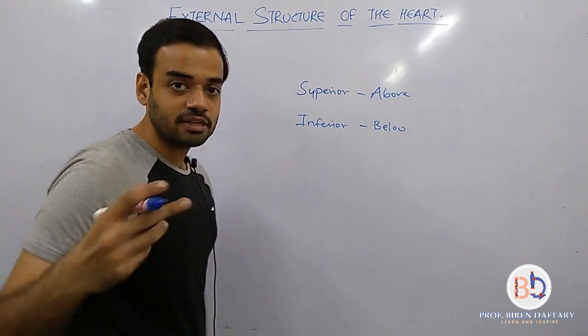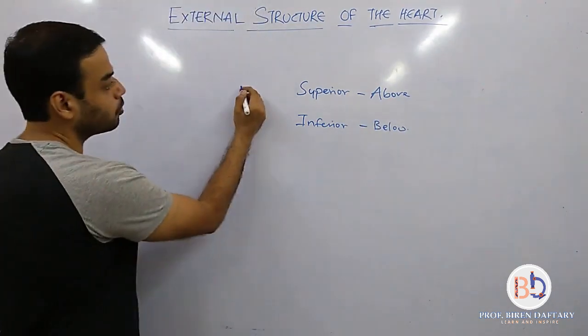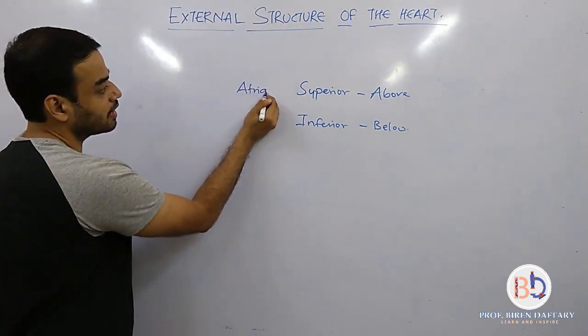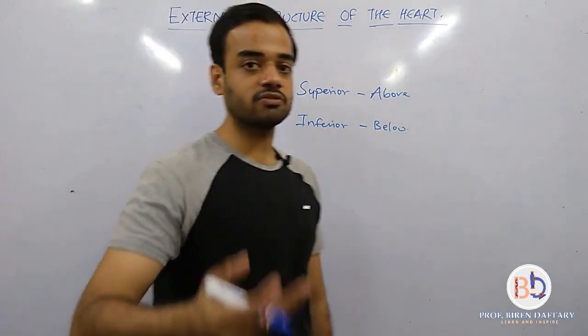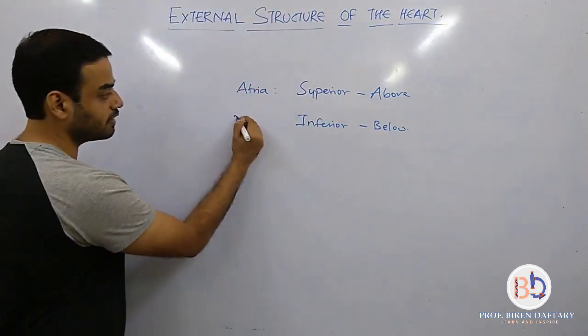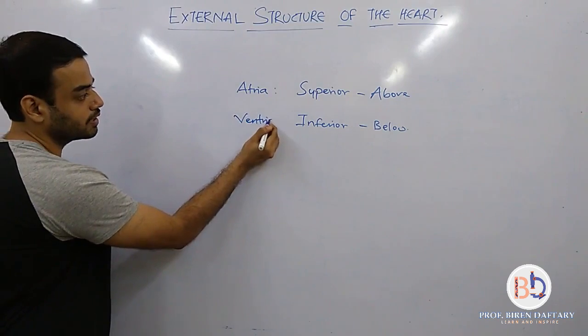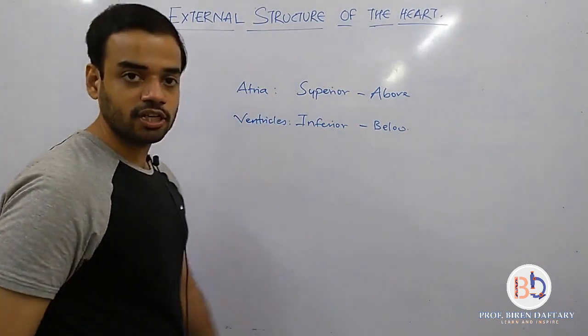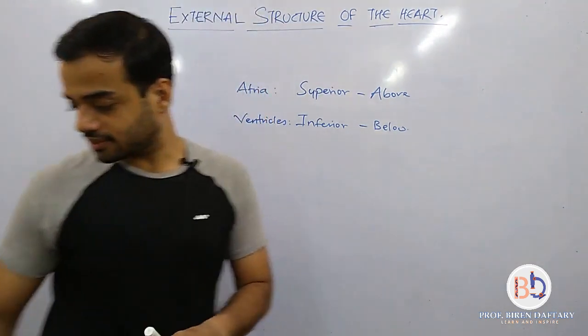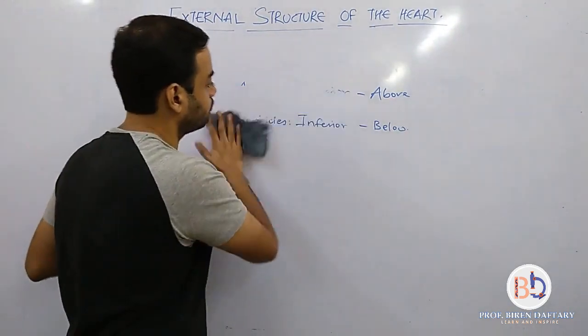So which are the chambers which are superior? Both the atria are superior. Which are the chambers which are inferior? Both the ventricles, they are inferior or they are below. Is this clear? So now let us start with this part.